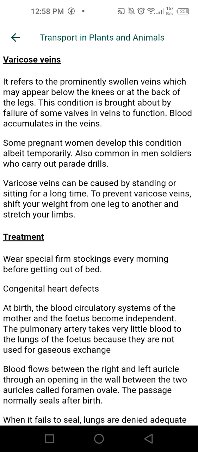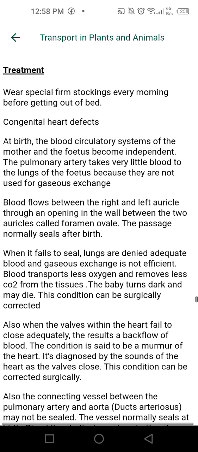Varicose veins can be caused by standing or sitting for a long time. To prevent varicose veins, shift your weight from one leg to another and stretch your limbs. Treatment: wear special firm stockings every morning before getting out of bed.